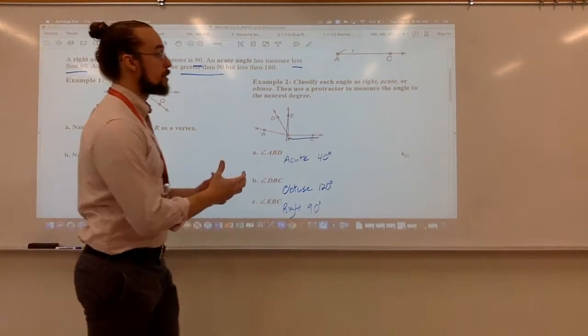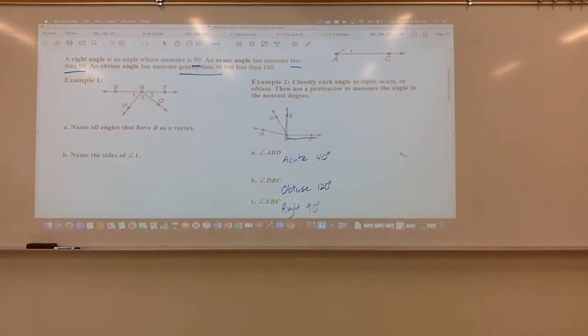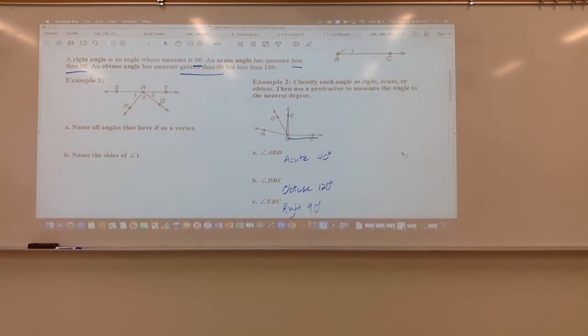All right, so let's take a few minutes here, and you guys try the exercises down at the bottom. In numbers 1 through 3, you're looking at the first diagram and naming angles and sides. In the second one, you're classifying as acute, right, or obtuse. So first, what's the vertex?